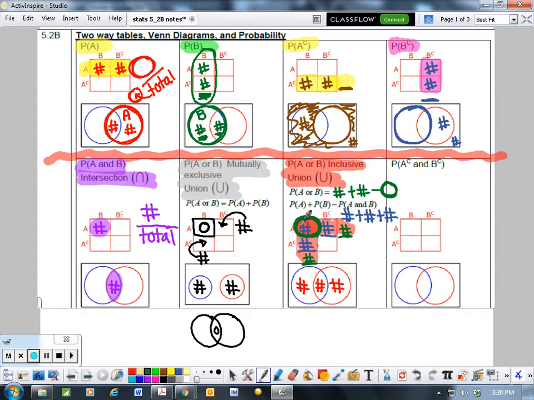Okay, our last situation, the probability of A complement and B complement. So now we're looking at A complement and B complement at the same time. That should be this number right here. And this is a not A and a not B. When you're talking about A complement and B complement in the Venn diagram, it's all of this extra space out here.